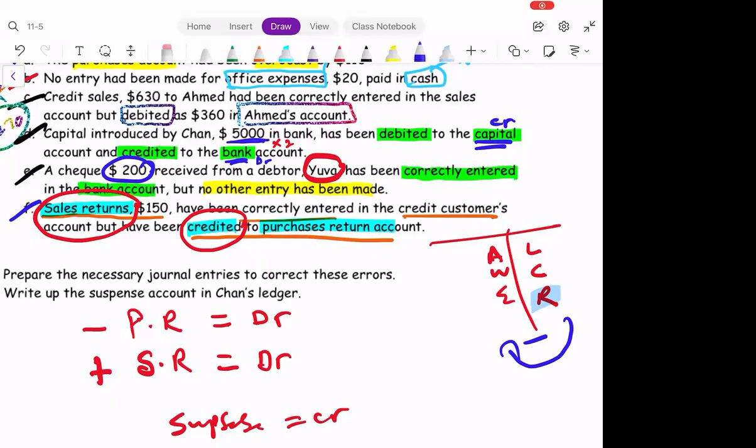Okay, next one, I'm going to debit the purchaser's return, debit the sales return, credit the suspense. How much? Under 50, and 300. Suspense will be 300. Then only it balances. Understand or not? Okay.